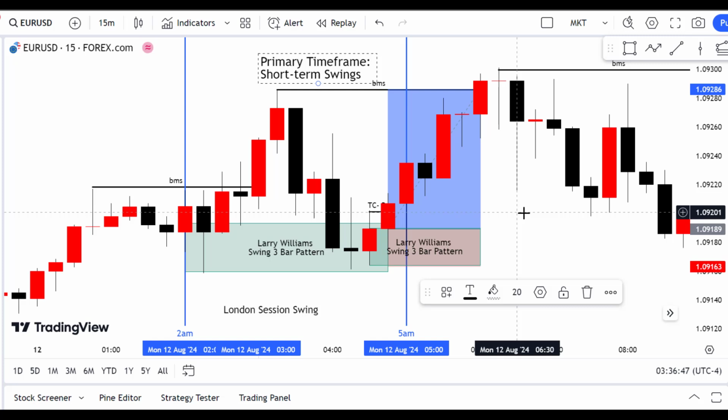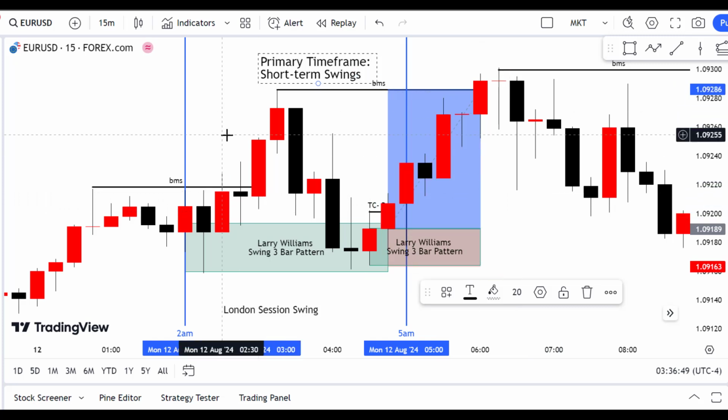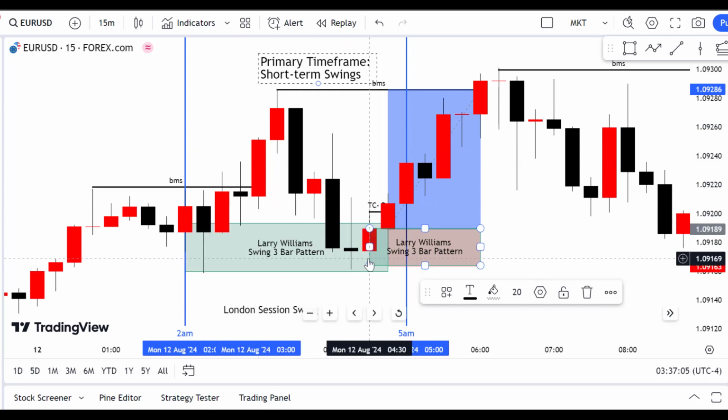This is our primary time frame, the 15-minute time frame. Like I said, remember the first thing I told you is to look for your market trend. Once we are able to identify our market trend by using our 15-minute short-term swings, highs and lows, we can understand what the market is likely to do.